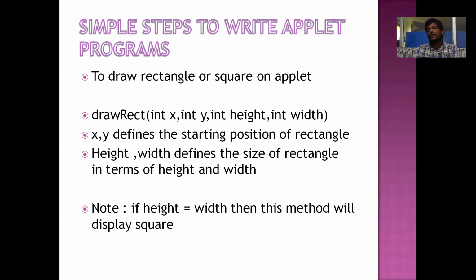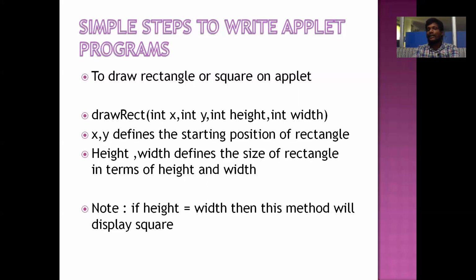For example, if I pass 10, comma 10, comma 20, comma 20, our rectangle will start from 10, comma 10 with 20 height and 20 width. So the next 2 parameters define the size of the rectangle in terms of height and width. And there is one more important point at the last note. If height is equal to width, as in 10, comma 10, comma 20, comma 20, it means we are going to draw a square.